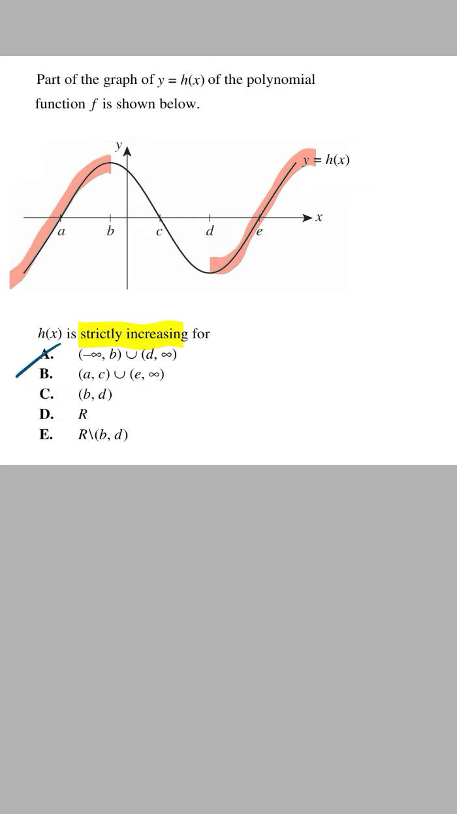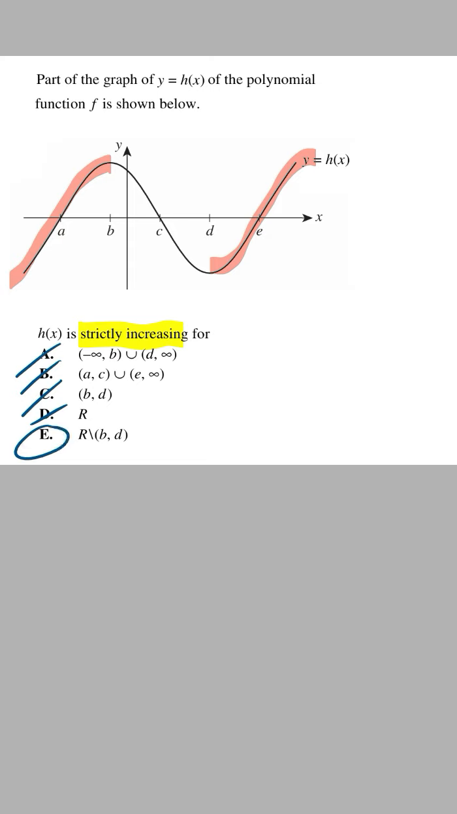Well, then which option is it going to be? Looking at B, we've got A to C. Well, A to C, we've got an increasing and then decreasing function, so it's not B. Looking at C, from B to D, this is decreasing, so it's not going to be C. It's definitely not D, so the answer must be E.